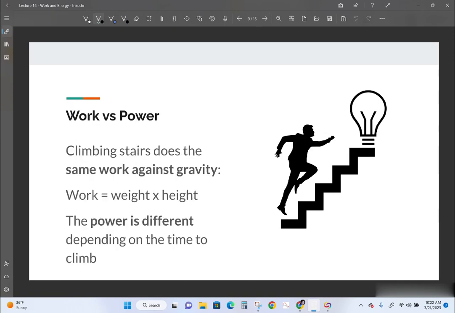So when you pick something up, you're always going to do the same work against the gravity, but the power is different because power is inversely related to the time over which that energy change occurs. So the more time it takes, the less power dissipated.